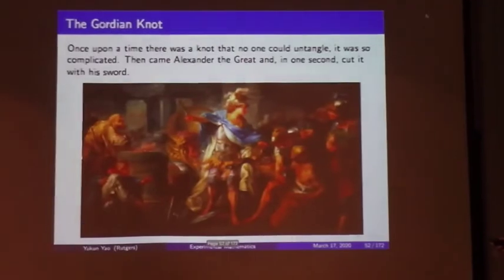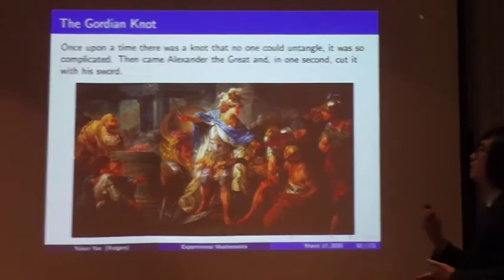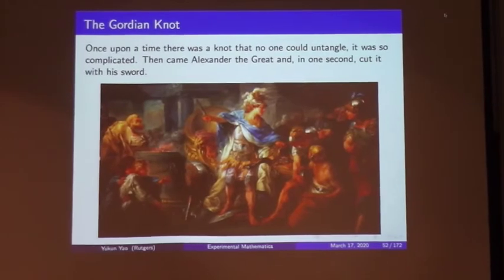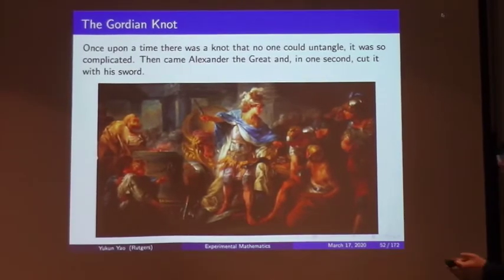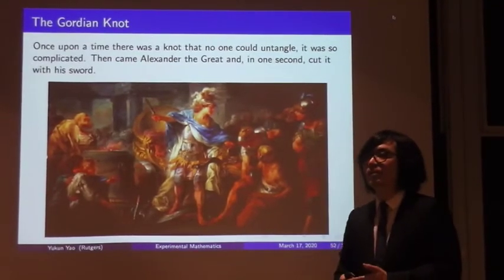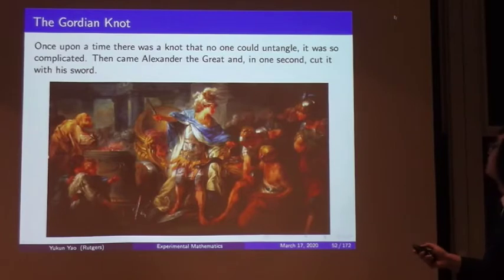This one shows a methodology of experimental mathematics. So what is a Gordian knot? Once upon a time, there was a knot that no one could untangle. It was so complicated. Then came Alexander the Great, and in one second cut it with his sword. So it means there are some problems which might be very difficult for the human approach, but if we can use experimental mathematics, it can be much easier.